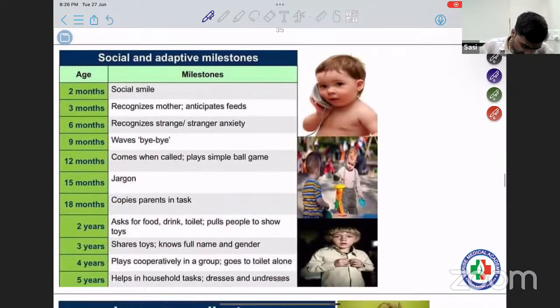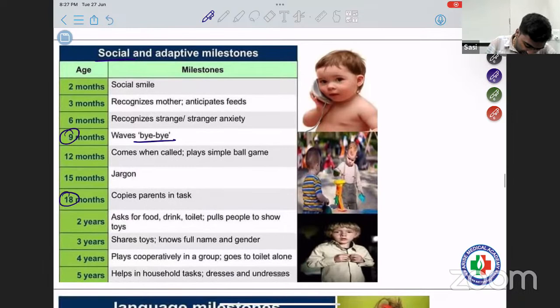Next one. In the case of social milestones, you just remember at 9 months, it waves bye-bye. Fine. And at 18 months, it copies the parent's tasks, also known as domestic mimicry. Domestic mimicry. Fine. You just remember these two things.